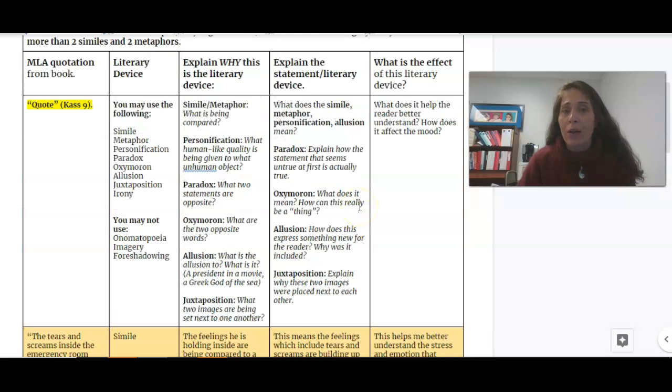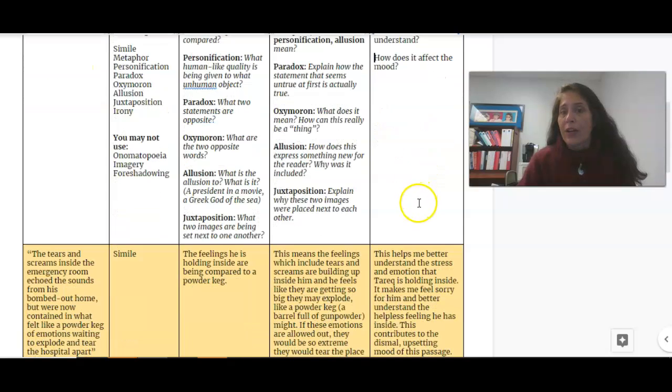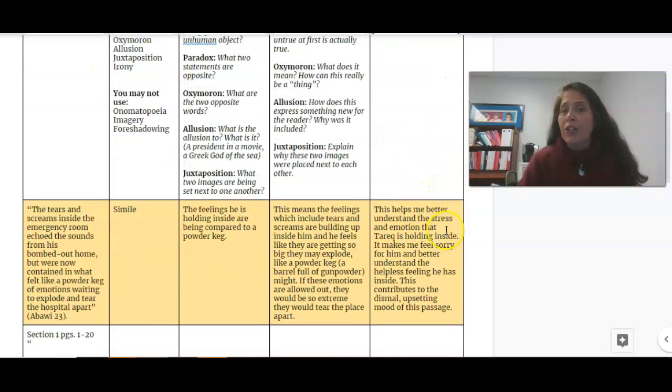In the final column, what is the effect of the literary device? The effect always answers these two questions. What does it help the reader better understand? How does it affect the mood? That's what you're thinking here. This helps me better understand the stress and emotion that Tarek is holding inside. It makes me feel sorry for him and better understand the helpless feeling he has inside. This contributes to the dismal, upsetting mood of the passage.